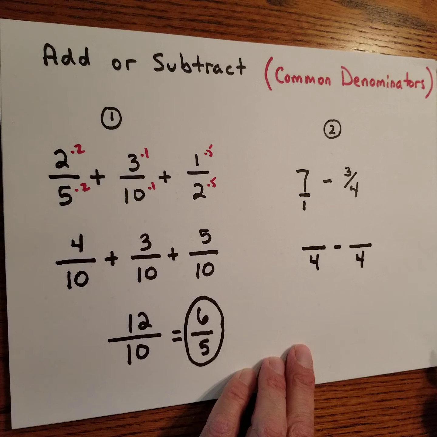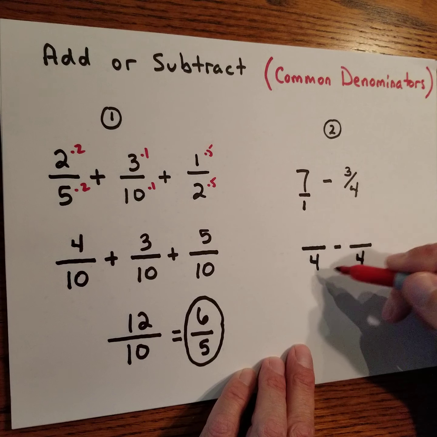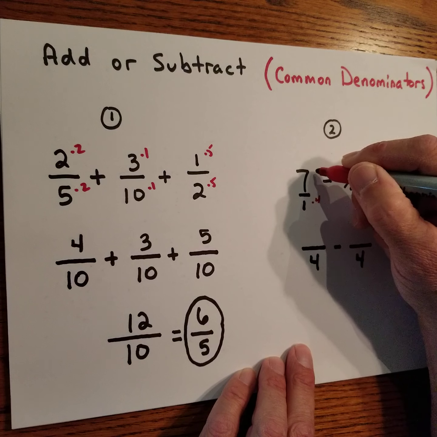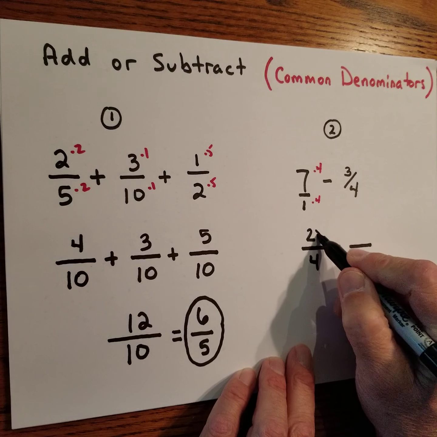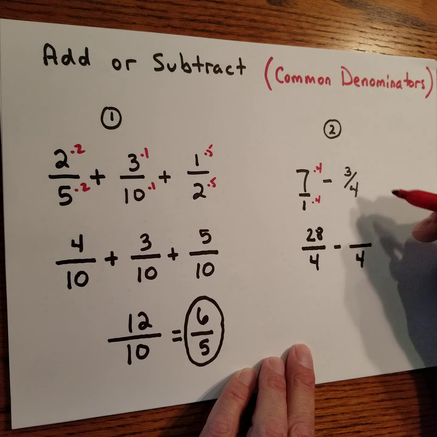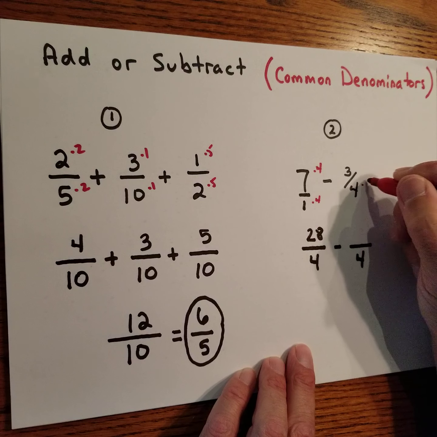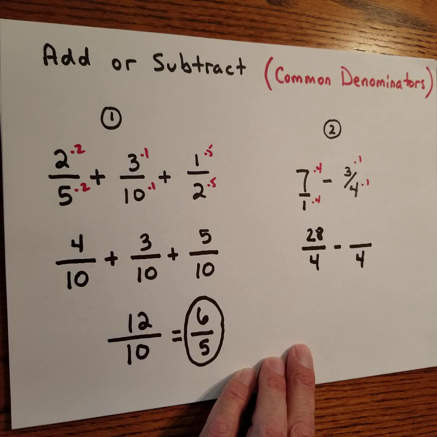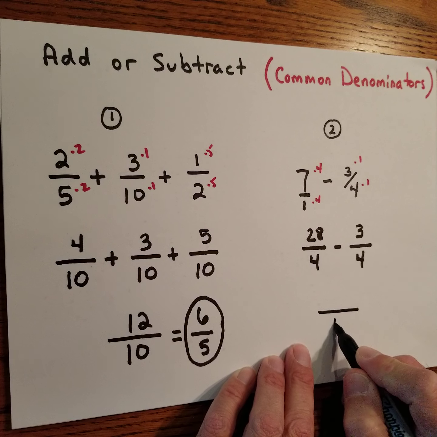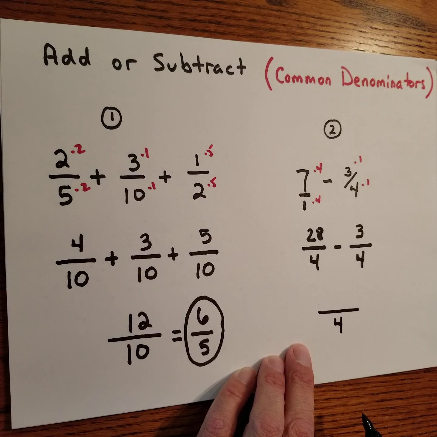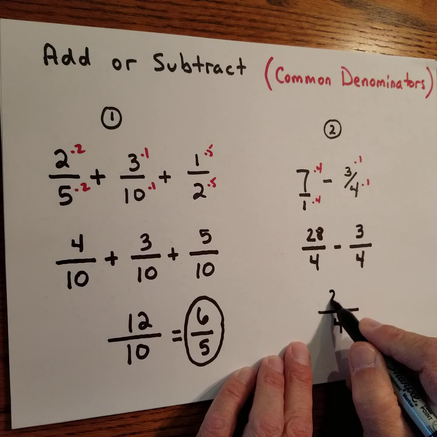Now the numerators. What do you multiply times 1 to get 4? It's 4. And what do you multiply times a number to get itself? That's 1. We'll keep that common denominator, and 28 minus 3 is 25.